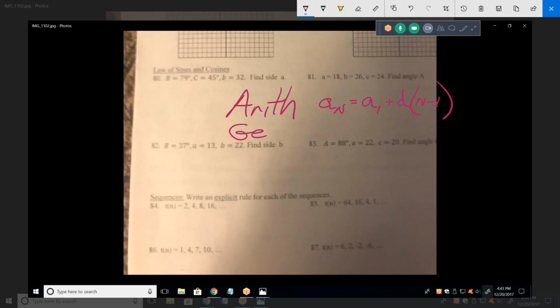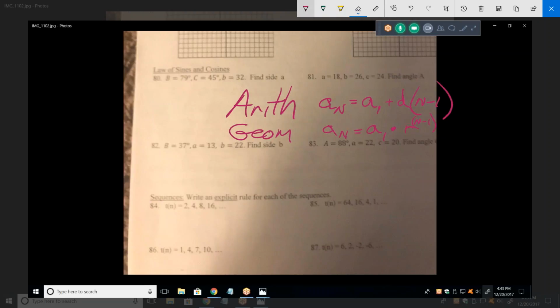Now, let's talk about geometric sequences, because it's different. The nth term is equal, they both start with that, only this is the first term times a common ratio raised to the nth minus 1 power. So these two are quite different. One has a common difference, the other has a common ratio, which tells you a lot about the difference between arithmetic and geometric sequences. 84 is what? So it's geometric. 85 is what? It is geometric. 86 is what? Arithmetic. 87 is what? Arithmetic. Okay. So the top 2 are geometric, the bottom 2 are arithmetic.